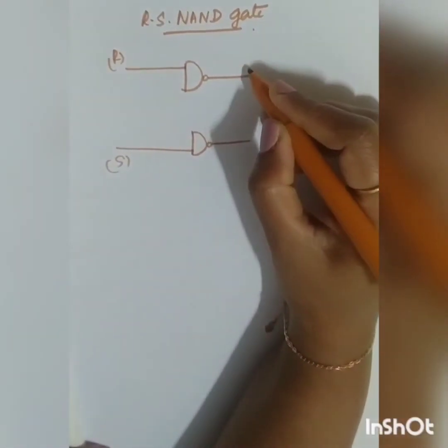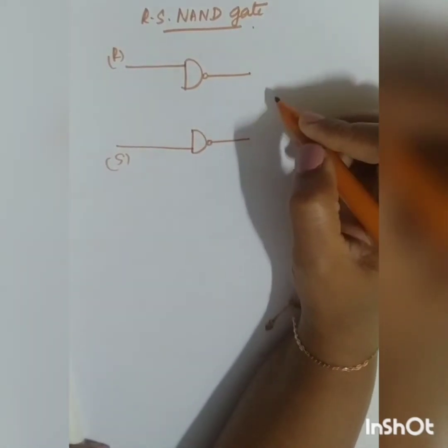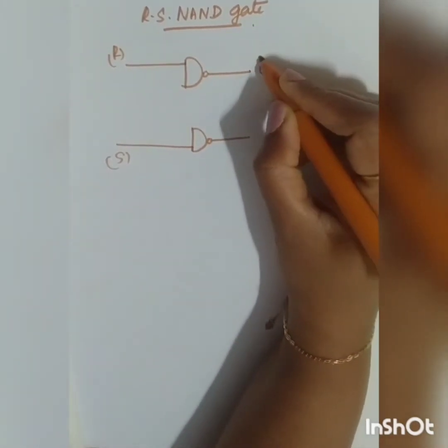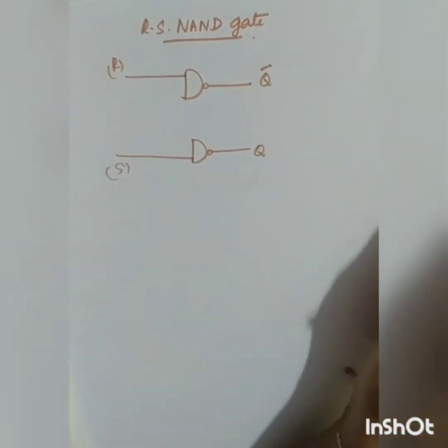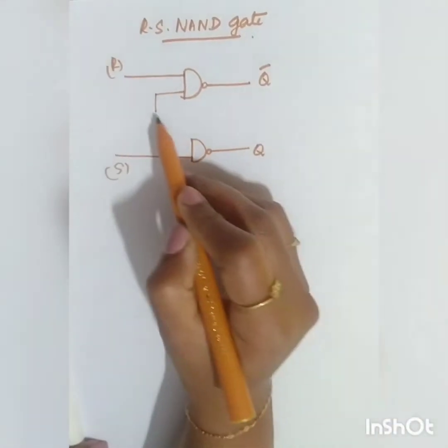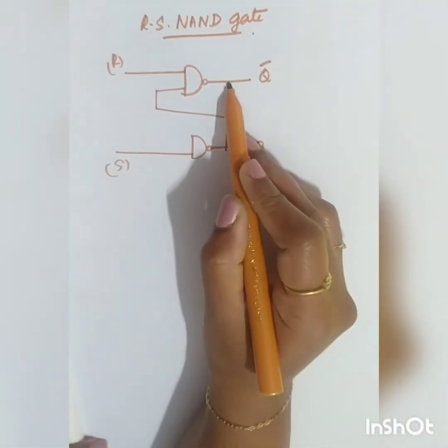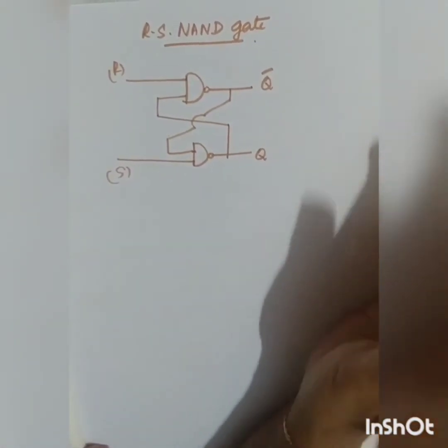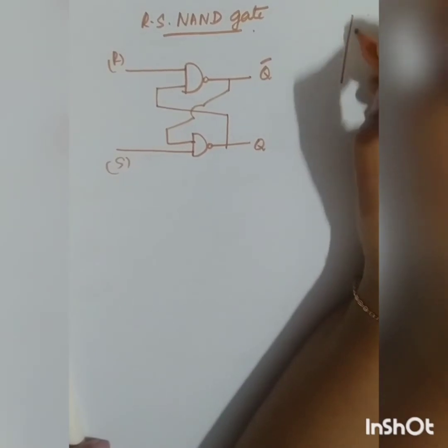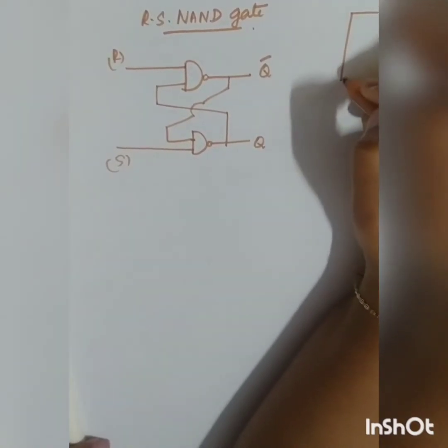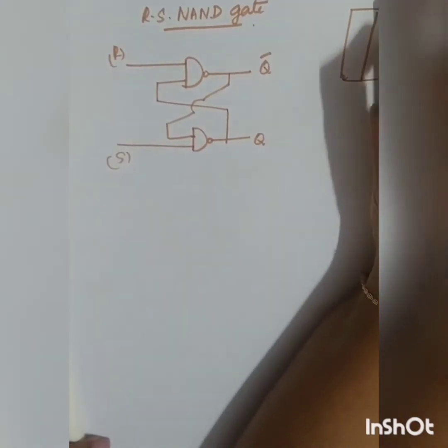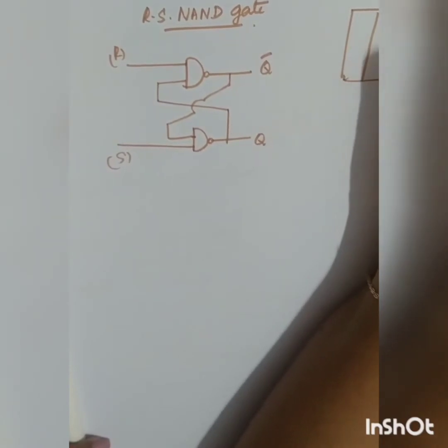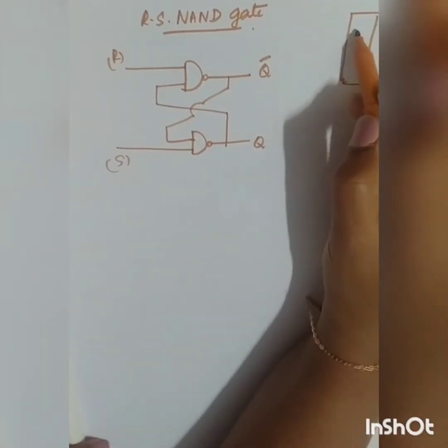What is the difference between your Q and Q bar? Just transpose them. So here you will be getting Q bar, here it will be Q. I'll tell you the difference, why it has been made. Now you have to give your feedback signal. Okay, so this is your structure for the NAND gate. Since we are dealing with the NAND gate, let us write the truth table of your NAND gate. NAND gate truth table.